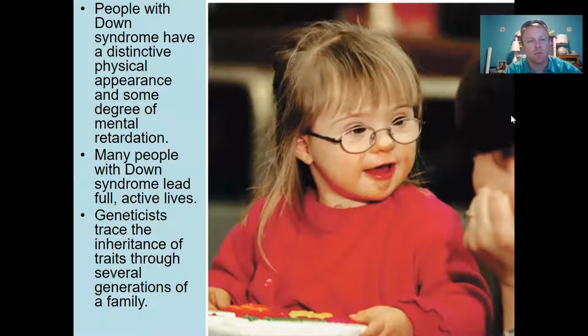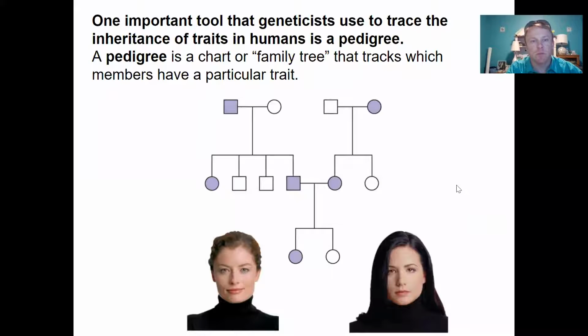People with Down syndrome have a distinctive physical appearance and some degree of mental retardation. Many people with Down syndrome lead full and active lives. It doesn't mean that they're going to be super unhealthy. It just means that they're cognitively impaired to a certain point. Geneticists trace the inheritance of traits through several generations of families. Okay, so a pedigree is a chart or a family tree that tracks members that have particular traits.